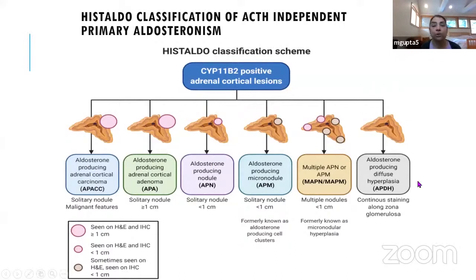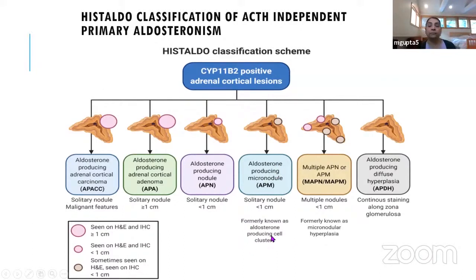But then there are smaller nodules, and how do we identify or classify them? Any nodule less than 1 centimeter, which is visible by H&E, and even by gross perhaps, and stains positive for CYP11B2. And what is CYP11B2? This is an immunostain for aldosterone synthase. A positive nodule, you can call it an APN, and any nodule which is not visible on H&E, see the color change here is in yellow, and you only identify it by immunostain, but obviously you got the adrenal because the patient was presenting with hyperaldosteronism.